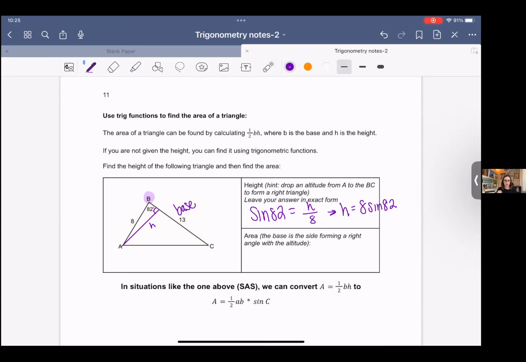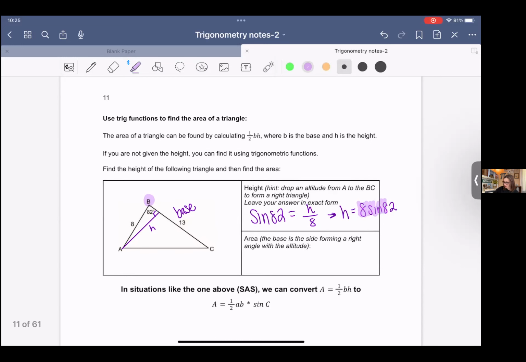So if we want to find the area of the larger triangle, we're going to use 1/2 base times height. Now I found the height to be 8 sine 82. So I'm going to use that whole thing in place of height. And then the base is 13. So we have area equals 1/2 the base times the height.